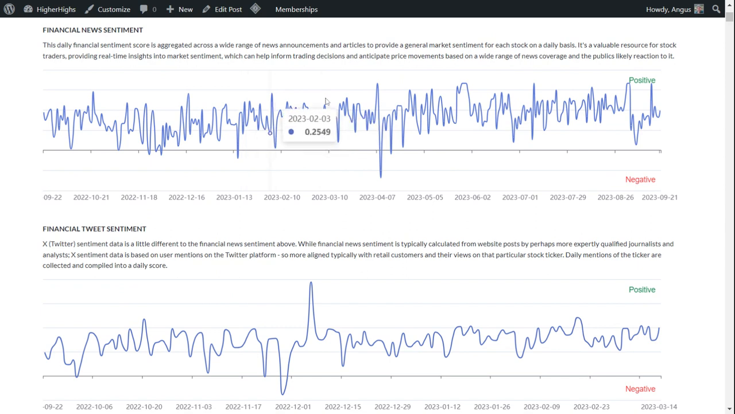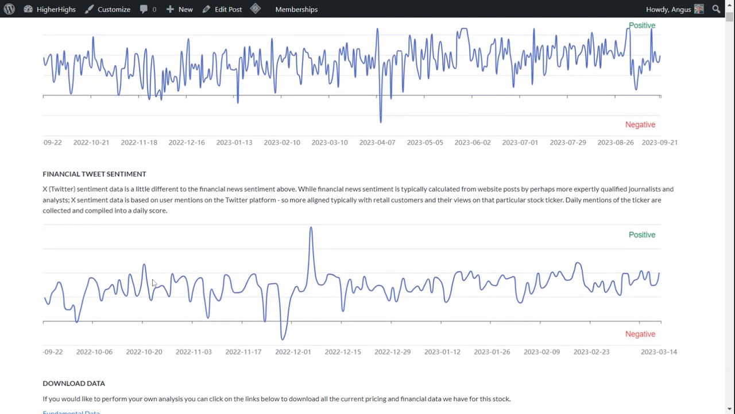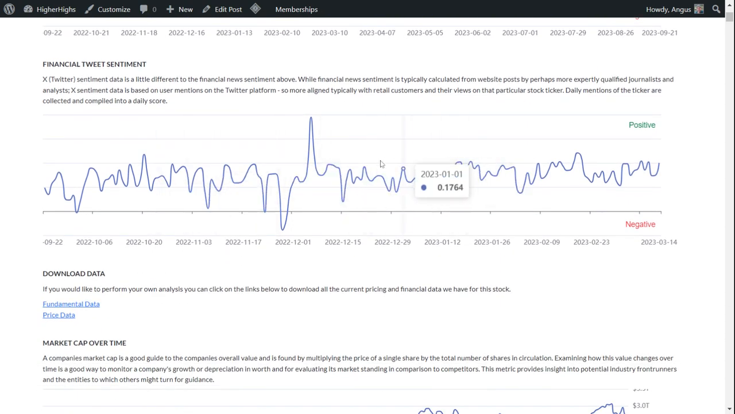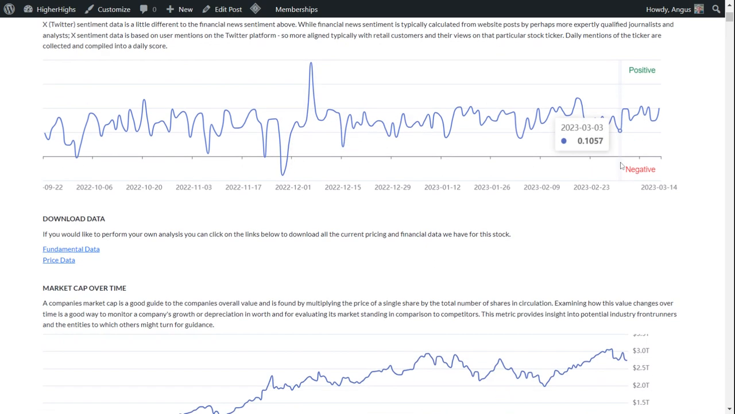And with both of these, these aren't necessarily people who hold the stock. It's just people who are writing about the stock. Same with this one here. It's just people who are speculating about whether it's good times or bad times ahead of it. And they might not necessarily be stockholders.